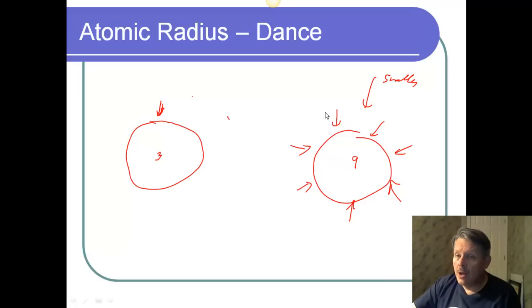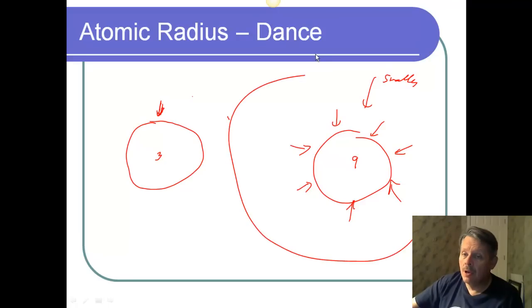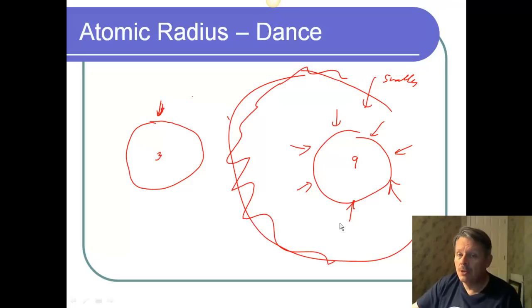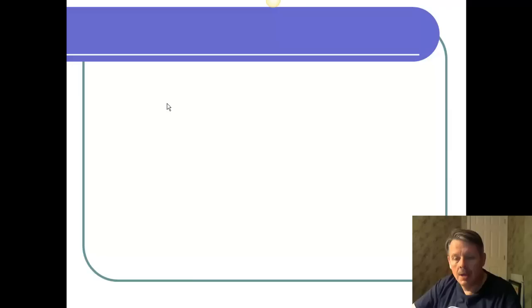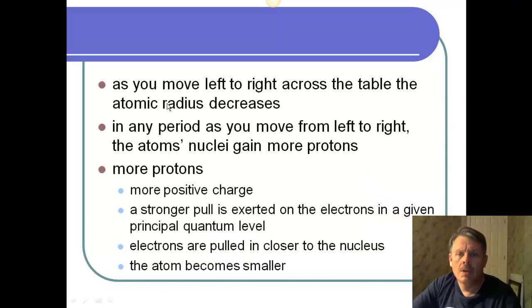Now, if you had 11 electrons, you'd end up with another whole ring out here. So that doesn't apply. That's when you go down the periodic table. But just going across, it gets smaller as you go across. So as we go across, these over here are smaller compared to these over here, which are larger. So, as you move from left to right across the periodic table, the atomic radius decreases. Okay? So as you go left to right, it's small over here.